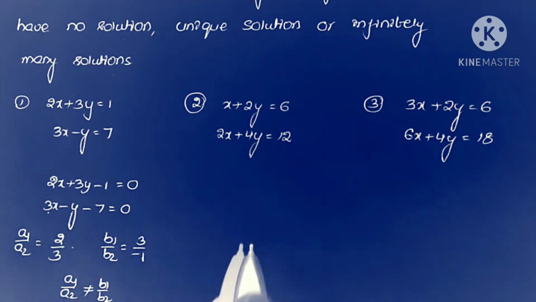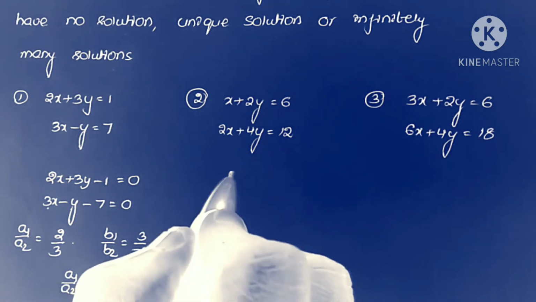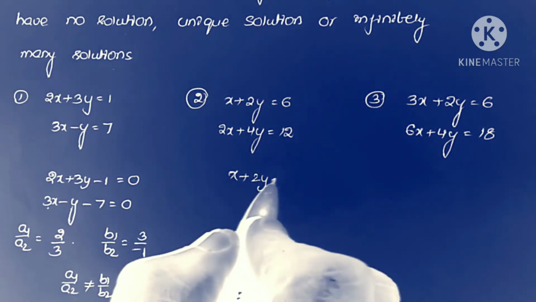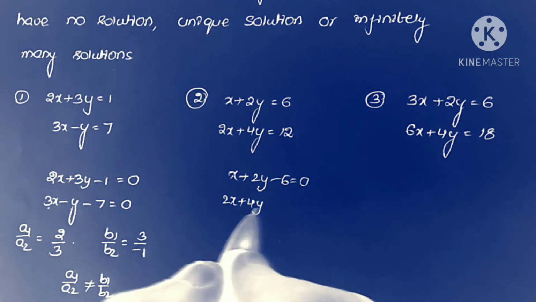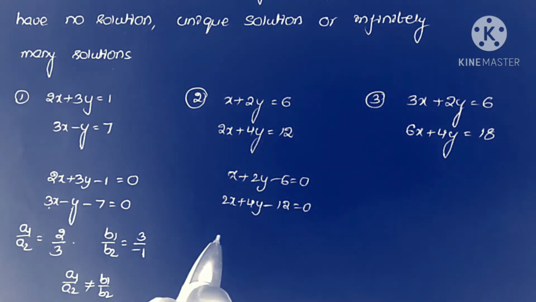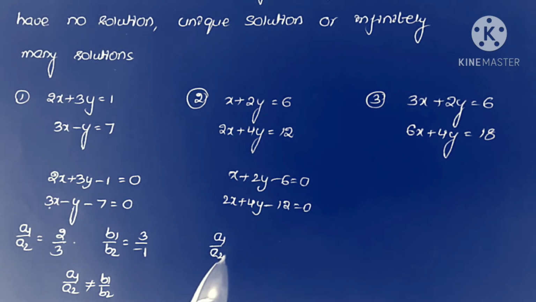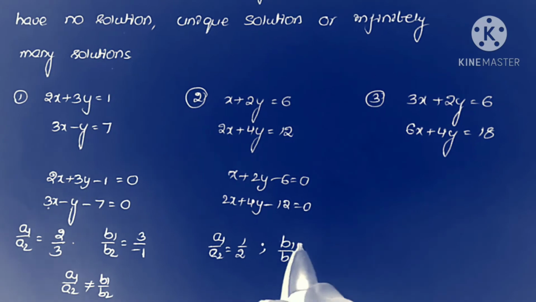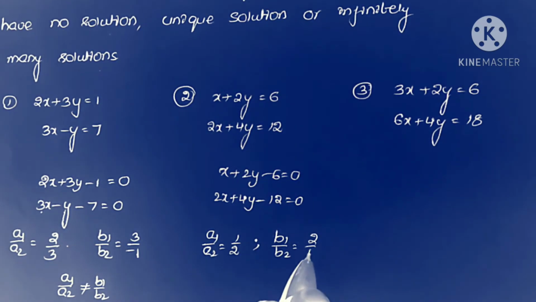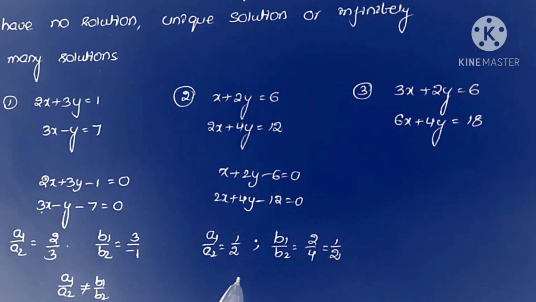Now coming to the second problem. Here the first equation is x plus 2y minus 6 equal to 0 and the second equation is 2x plus 4y minus 12 equal to 0. What is the a1 by a2 value? a1 by a2 is equal to 1 by 2. And what is b1 by b2? This is 2 by 4, which is also equal to 1 by 2.